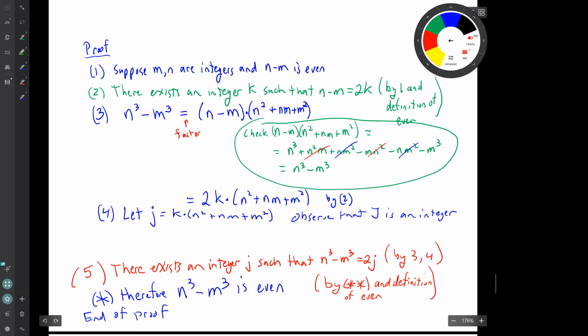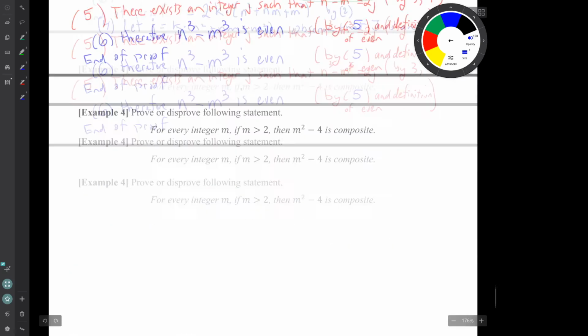And then we're ready to renumber the final blue statement. The final blue statement is going to be number 6, and it's going to be justified by the previous statement 5 and the definition of even. So there's our final proof. That's the end of that example. Let's go on to the next example.